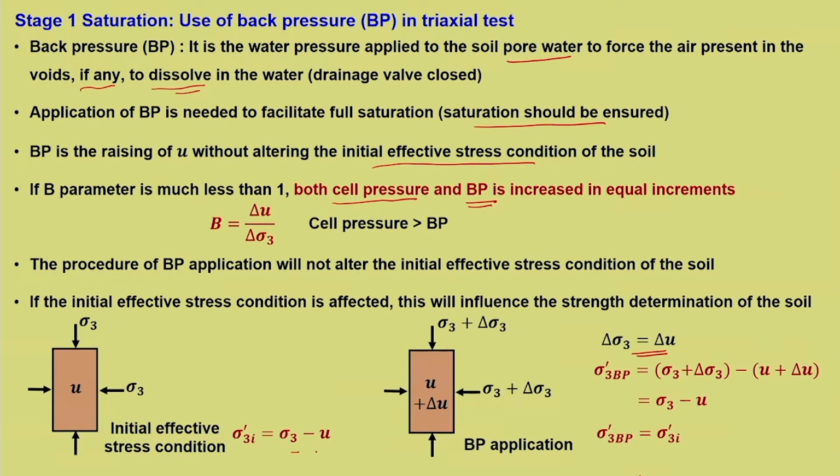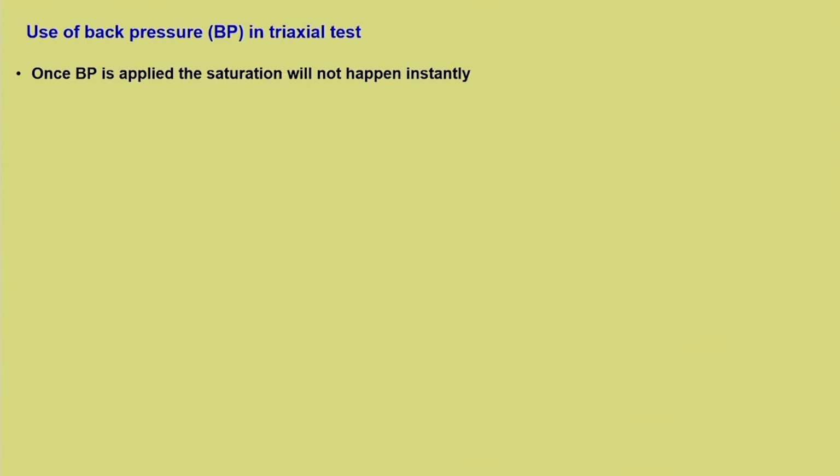You can see that there is sigma 3 minus U and there is sigma 3 minus U, and hence there is no alteration in the initial effective stress condition. So, sigma 3 dash back pressure is equal to sigma 3 dash I. So, uses of back pressure: once the back pressure is applied, the saturation will not happen instantly. This also we need to understand.